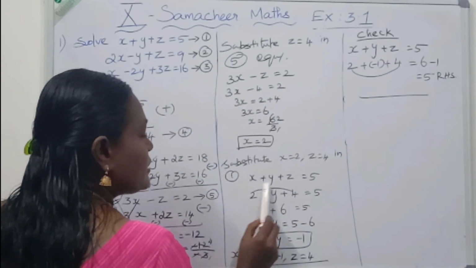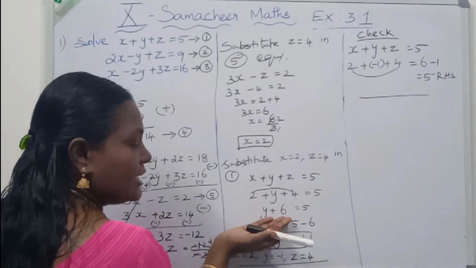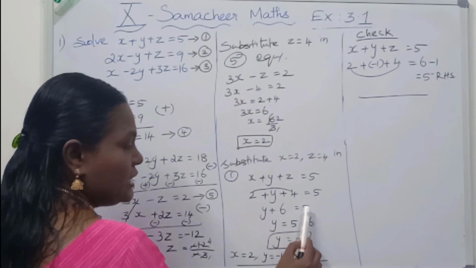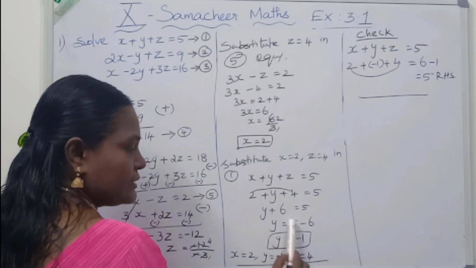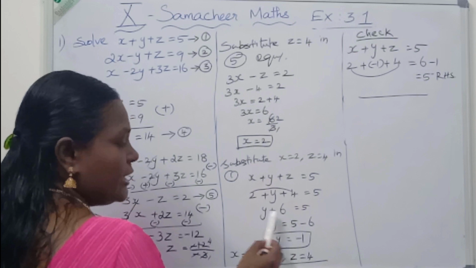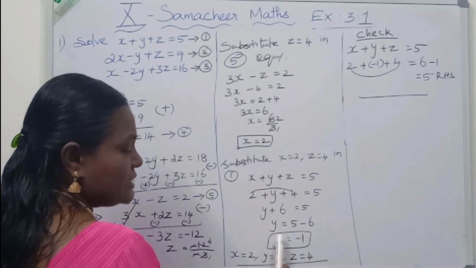So here you have to add the numbers. 4 plus 2 is 6. So y plus 6 is on the left hand side, and on the right hand side 5 is there. So y equal to the right hand side 5, you have to write as it is, and plus 6 on your left hand side you have to transpose to the other side. It becomes minus 6. So 5 minus 6 gives minus 1. That is the value of y.